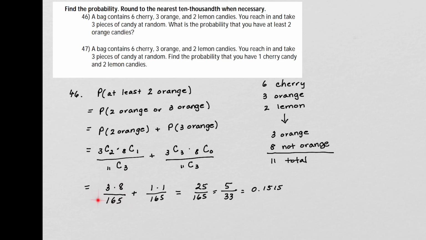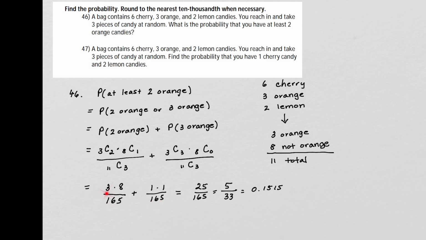So I've got this part. Now let's find the probability of exactly 3 orange. If we're getting 3 orange, that means there has to be none that are not orange. So out of the 3 orange, we want 3. Well, there's only one way to do that: we have to select all 3 orange. Times, from the 8 not orange, we want to select none. There's only one way to do that, which is just not selecting them. And then we divide by 11C3, which is still 165.